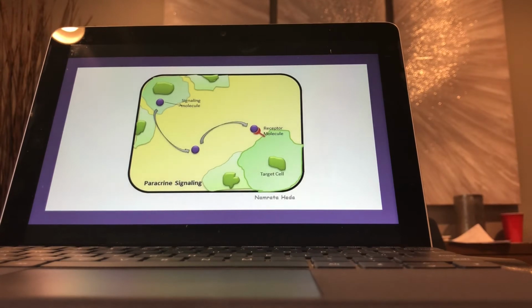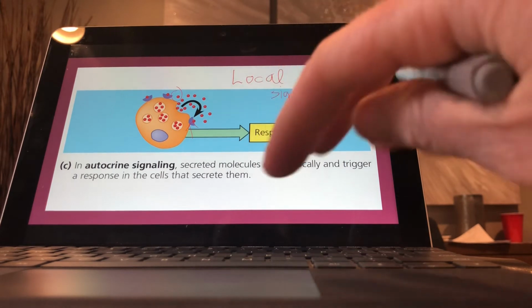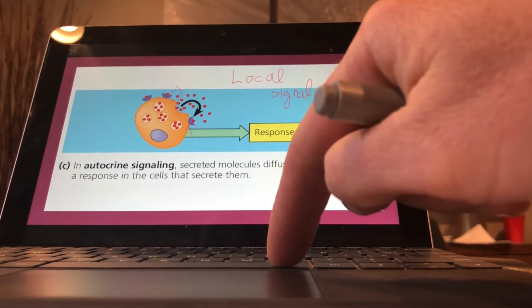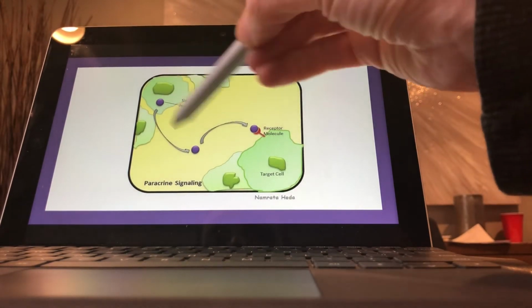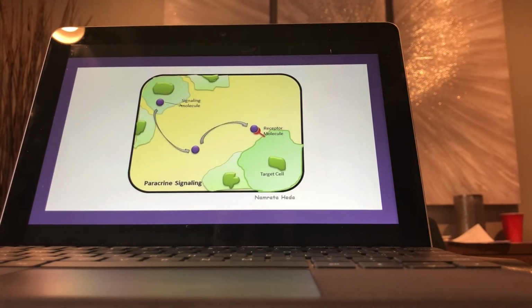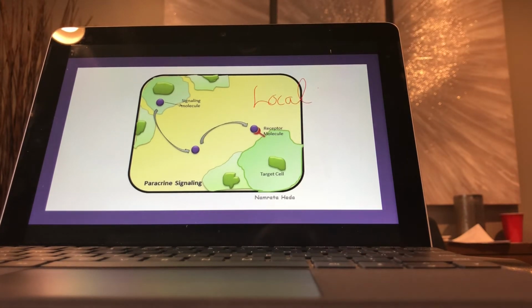Okay, the second type is called paracrine. Now, paracrine differs from autocrine. How? They are very similar. They both have the ligand attaching to the receptor, but this time instead of actually stimulating or triggering itself, it's going to be signaling another cell close by. So it is still considered local in terms of its signaling.